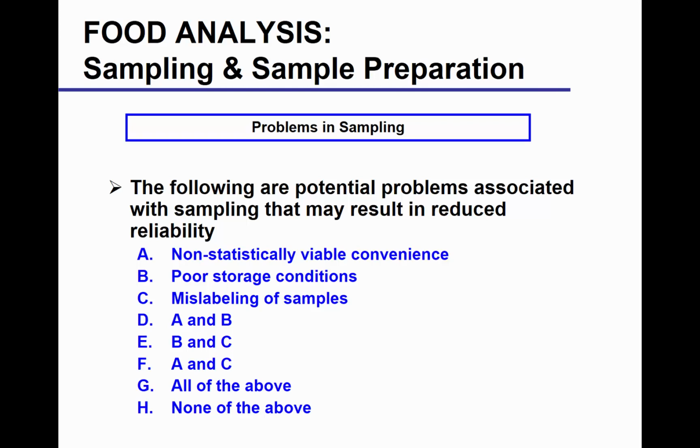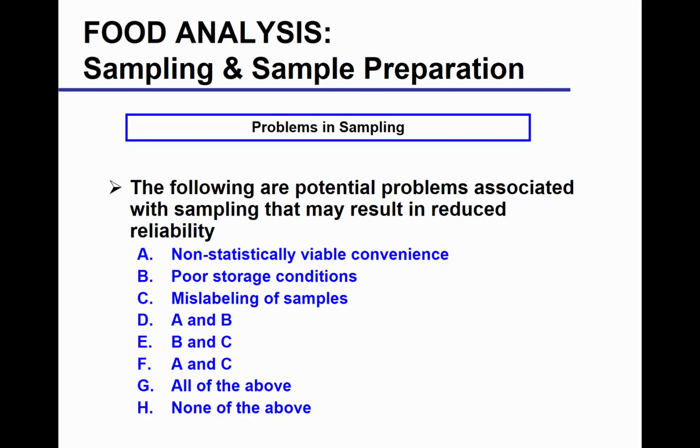So some of the problems, potential problems associated with sampling may result in reduced reliability. Which of these may result in reduced reliability or trusting of your data? Riley? Yeah, all of the above.